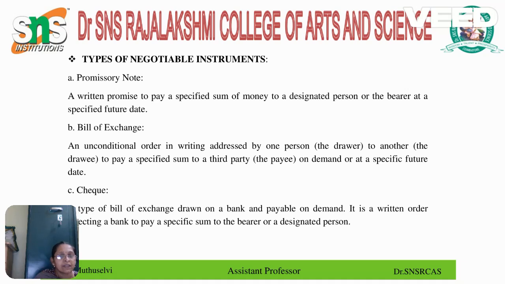Bill of exchange: the unconditional order in writing addressed by one person, the drawer, to another, the drawee, to pay a specified sum to a third party, the payee, on demand or at a specified future date. Then cheque: a type of bill of exchange drawn on a bank and payable on demand. It is a written order to a bank to pay a specified sum to the bearer or the designated person.